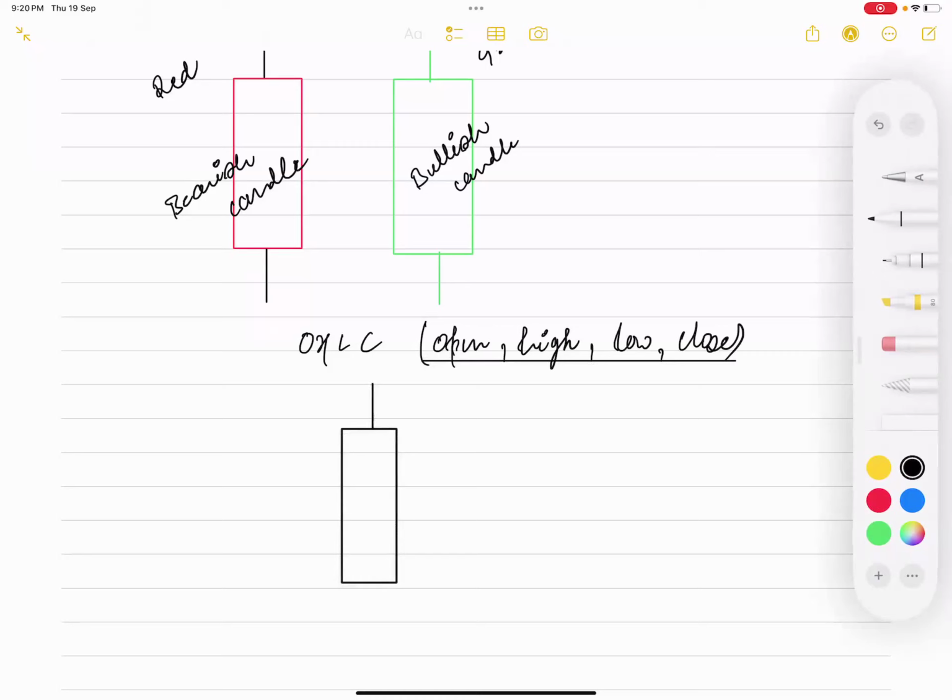So this is a candle, like a candle opened at 300. It went high till 350 and it went low till 290 and it closed at 320. So this is OHLC, like in a day. These candles can be of different time frames. It can be a minute chart, hourly chart, daily chart, weekly or monthly.